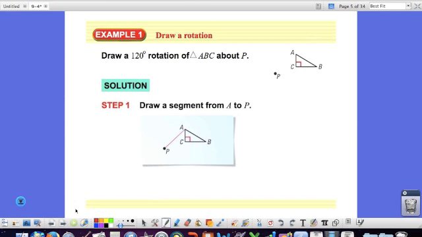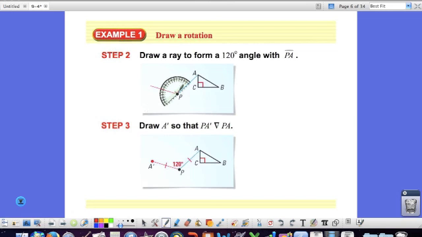So we're going to learn how to draw a rotation other than just what we're used to. They've given us triangle ABC, and they want us to rotate it about P, 120 degrees. So we're first going to draw the segment from A to P. You can see this here. We drew this segment from A to P. We're now going to put our protractor along it and draw a ray to form a 120-degree angle with PA. And we need to construct it so that P to A prime is congruent to PA.